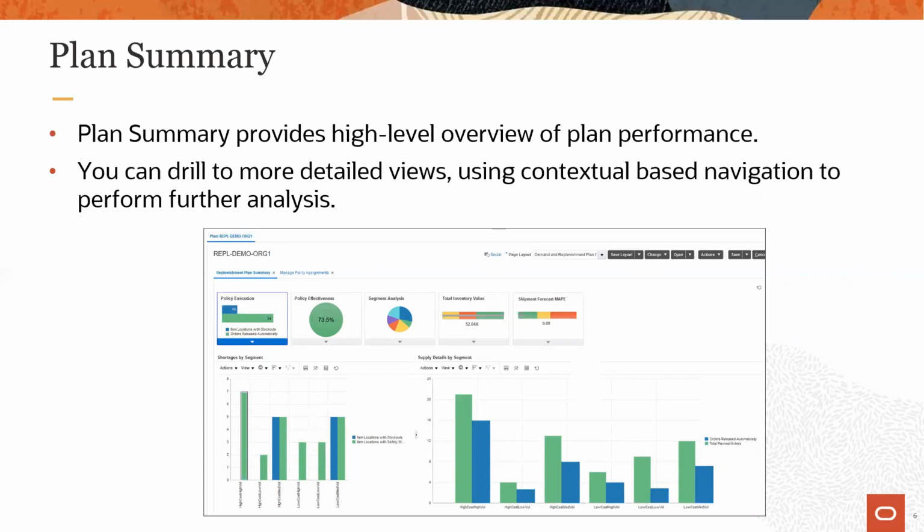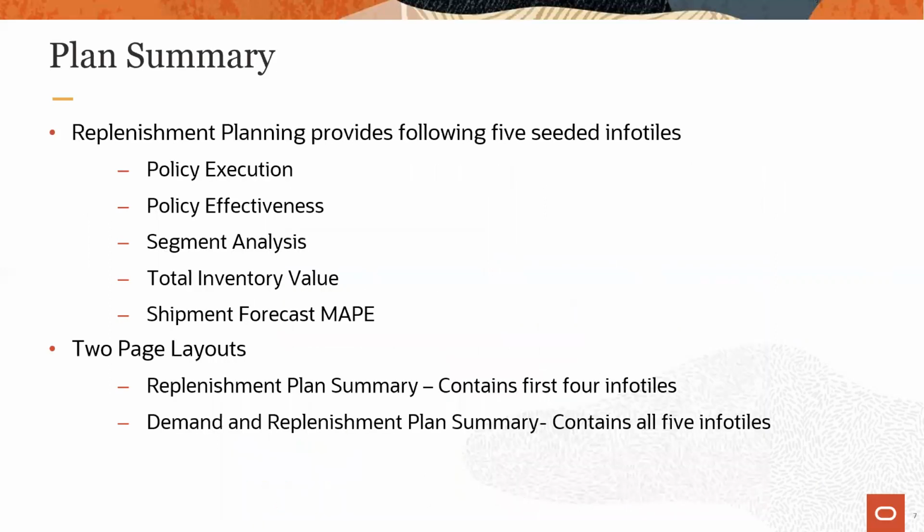Company targets are set by editing a measure and updating the measure goal. When a measure is used in the plan summary, the goal or target for that measure is visible. Replenishment planning provides the following five seeded info tiles: policy execution, policy effectiveness, segment analysis, total inventory value, and shipment forecast map. In replenishment planning, two plan summary seeded layouts are provided.